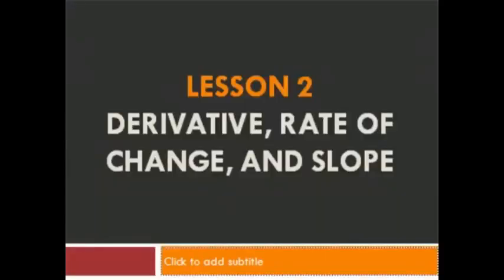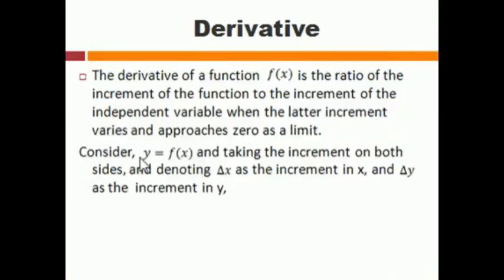Lesson 2. Derivative, rate of change, and slope. A derivative of a function f of x is the ratio of the increment of the function to the increment of the independent variable when the latter increment varies and approaches 0 as a limit. Consider y equal f of x, and taking the increment on both sides, denoting delta x as the increment in x and delta y as the increment in y.